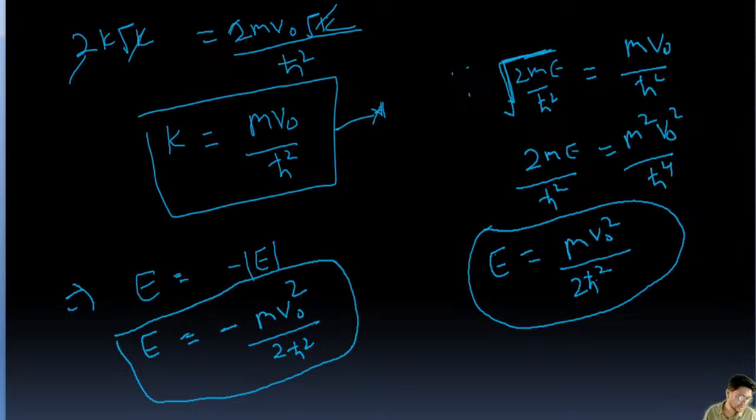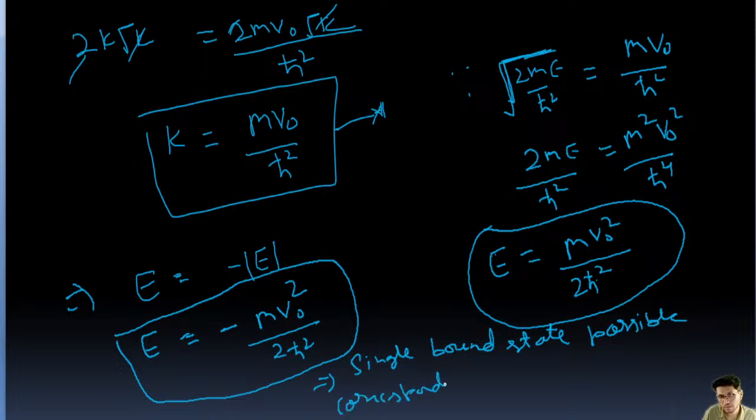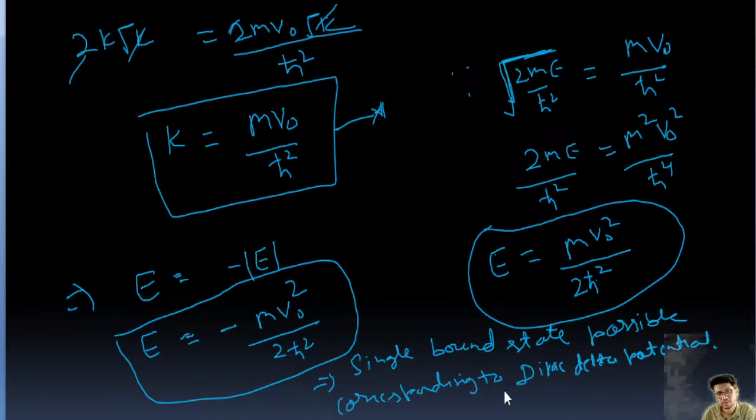So we can say a single bound state is possible corresponding to Dirac delta potential. Well guys, so this is about the Dirac delta potential.